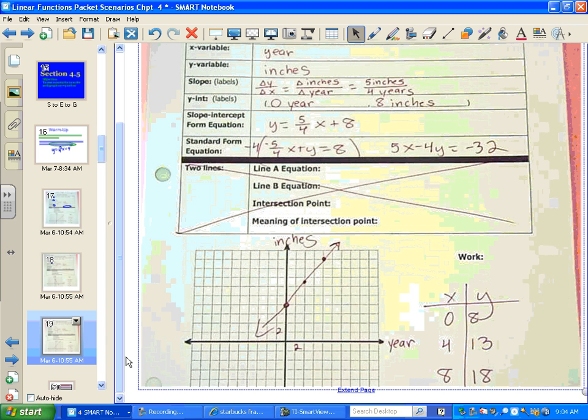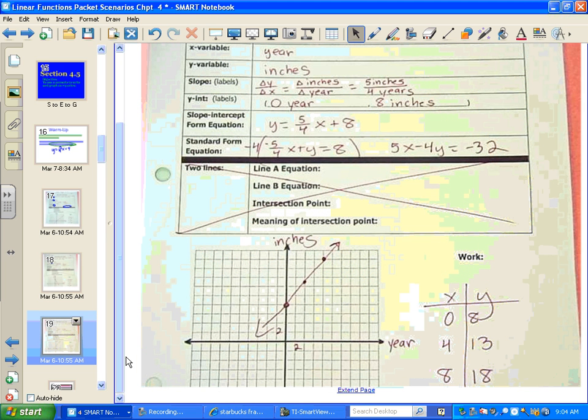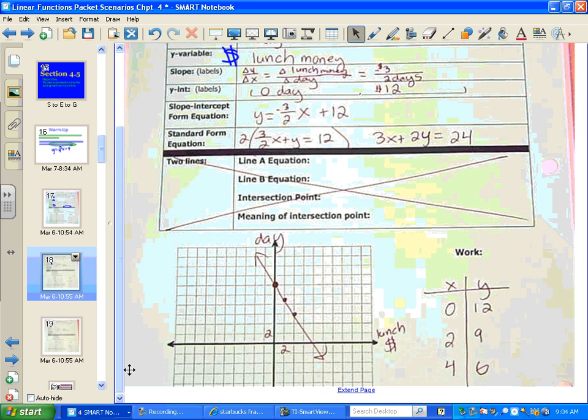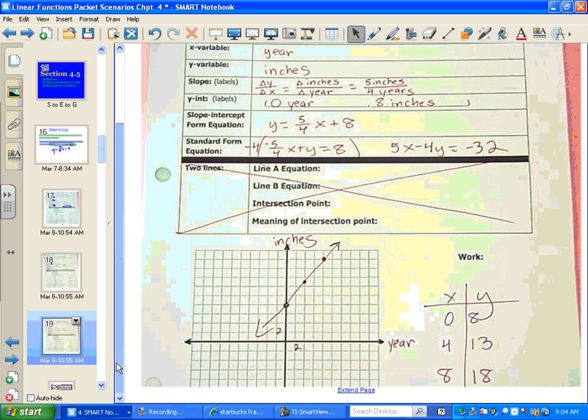Okay, the graph, the x-axis is labeled as year. The y-axis is labeled as inches. I scaled the graph by 2. Whoops, I think I forgot to tell you that. And the other one, also I scaled the graph by 2. You may have realized that, my fault. So 7 and 8, I had a scale of 2 on the graphs.